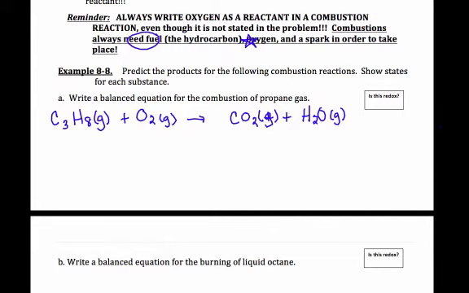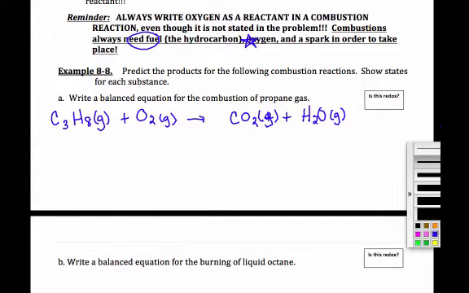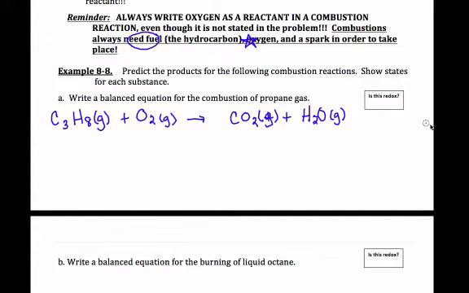Now comes the issue of balancing. Sometimes these are pretty straightforward, and sometimes you have to put in double the effort. Now, I start with my carbons and I end with my oxygens. So I have 3 carbons here, I'm going to put a 3 here. I've got 8 hydrogens there, so I'm going to put a 4 there. That gives me 8 hydrogens. Now I have 6 plus 4 oxygens, which is 10, so that means I need a 5 here.